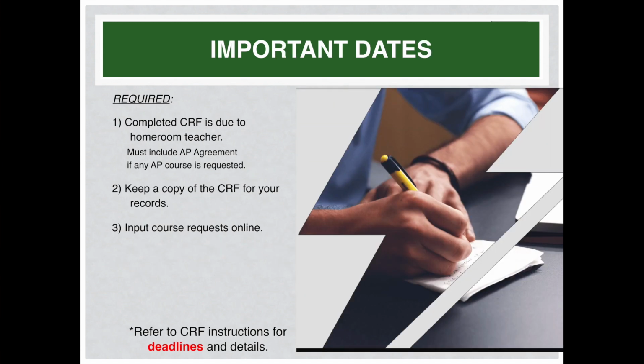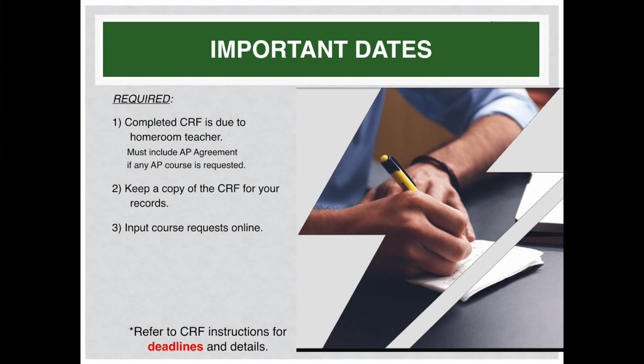To complete your course requests and be recognized within the system, you are required to: 1. Return a completed and signed CRF form to your homeroom teacher. This must include your parent's signature. If you selected an AP course, you will also need to turn in one completed and signed AP agreement. 2. Make a copy of your CRF for your own record. And 3. Input your course requests online.